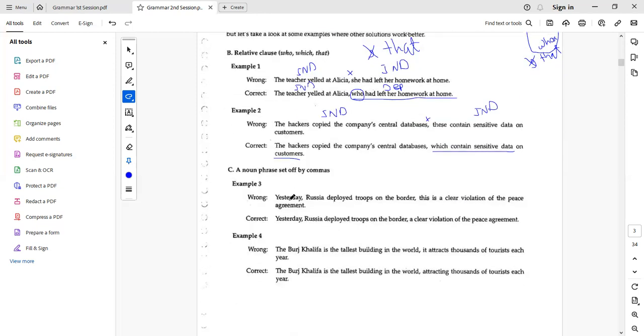Example three. Yesterday, it's an adverb. Russia deployed troops on the border, independent. This is a clear violation of the peace agreement, independent. Between them, comma is wrong. So what he did, he changed the second one to be a noun phrase. Look here: Russia deployed troops on the border, independent, a clear violation of the peace agreement. This we call an appositive.